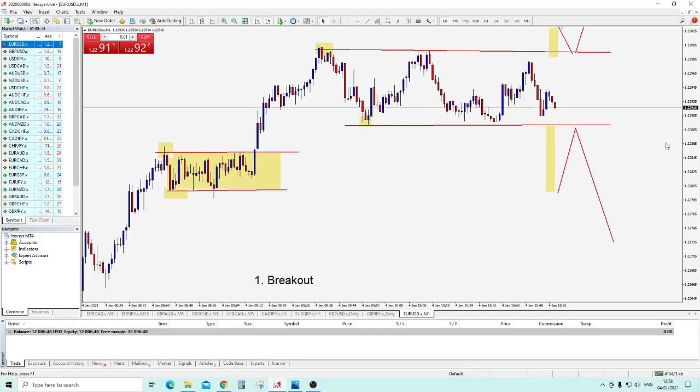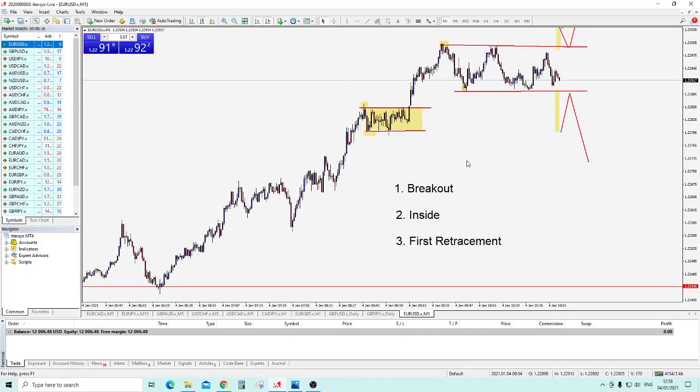So guys, those are the three ways I trade breakouts, ranging or sideways markets. The breakout, with buy and sell stop orders. Inside the consolidation, you just buy and sell the edges. And the first retracement: after the breakout actually happens, you wait for the first pullback, the first retracement to the breakout area, and then you trade the continuation.